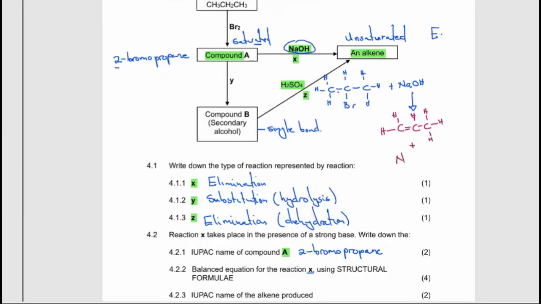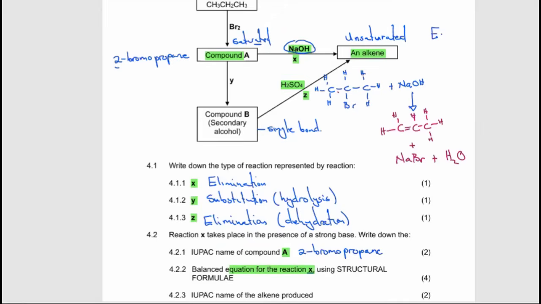It means now I'm going to say my NaBr plus my water, my H2O, right? So this is how we're supposed to go about it, in terms of the balanced equation for the reaction of compound X. So what did we start with? We started with this haloalkane, which is our 2-bromopropane.